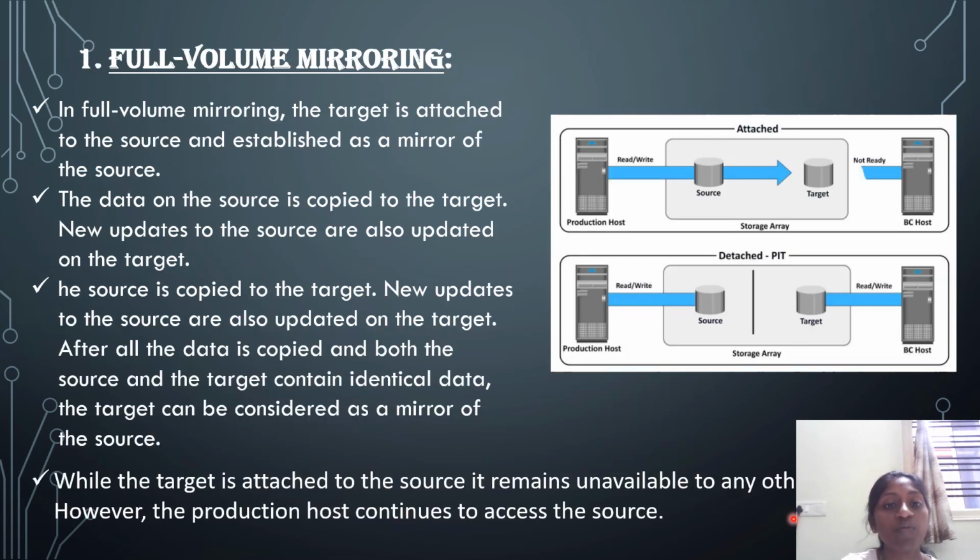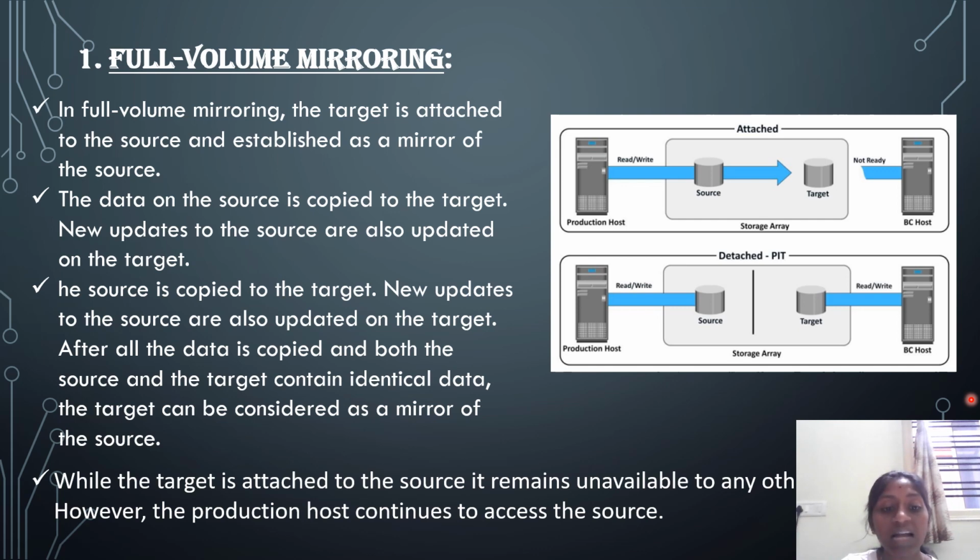Next comes full volume mirroring, which is classified under the previous one. In full volume mirroring, the target is attached to the source and it is established as a mirror of the source. The data on the source is copied to the target. New updates to the source are also updated on the target. After all the data is copied and both the source and the target contain identical data, the target can be considered as a mirror of the source.